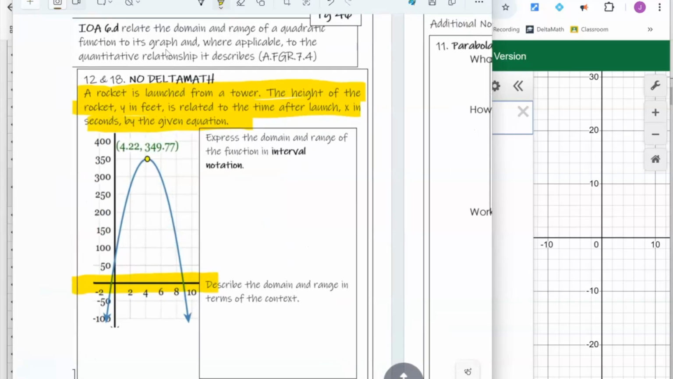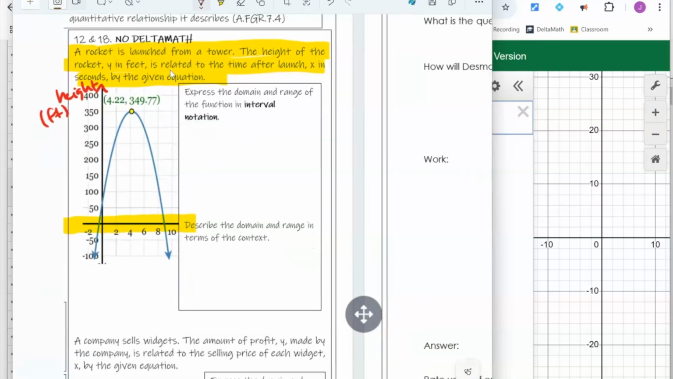The rocket is launched from a tower, okay? So this is a rocket that is launched from a tower. The height of the rocket is y in feet. Okay, so I know that this is the height. So we're going to go ahead and say that. That's the height in feet. The time after the launch, x in seconds, is given by the equation. Okay, so I think I put the equation. So again, if they gave the equation, type it in here so you can see the graph, but I think I just gave you the graph. All right, so x in seconds. So this is going to be x in seconds. All right, so which is what time?